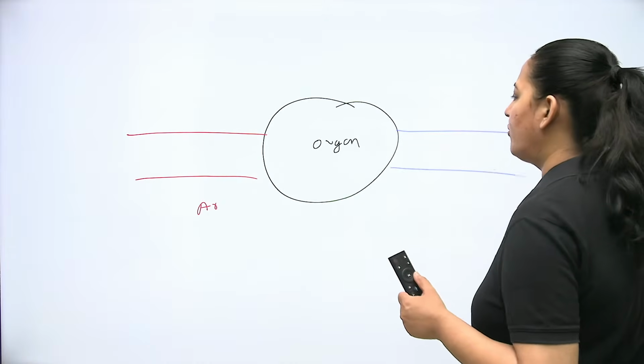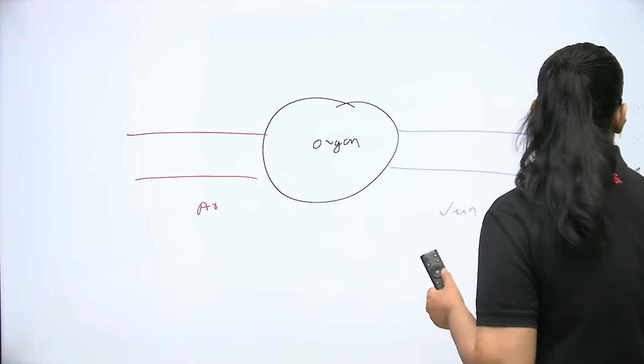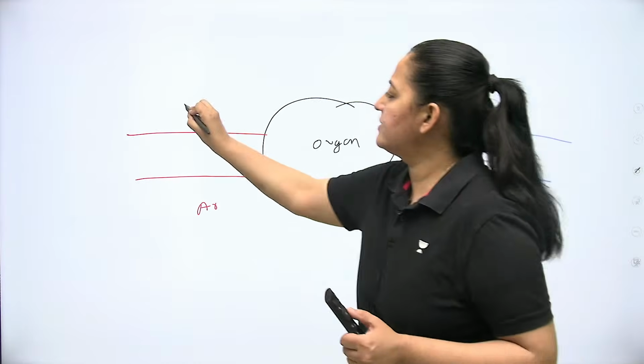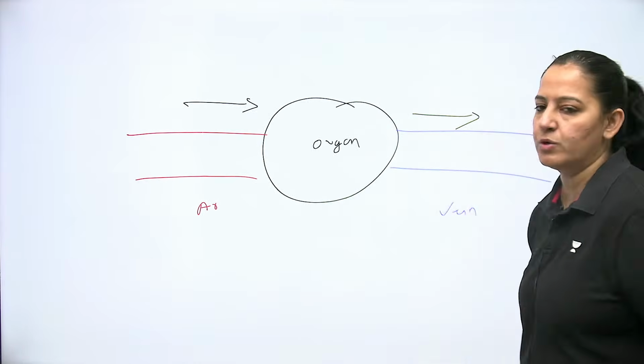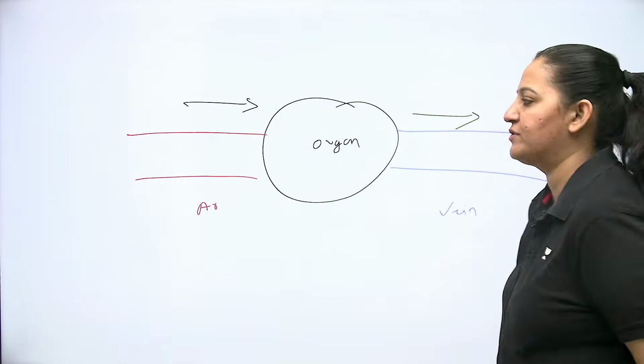So this is the vein coming out. It carries impure blood and it is taking the blood away. See the direction. It is coming and it is going. Everyone knows it. Now I will do two situations one by one.